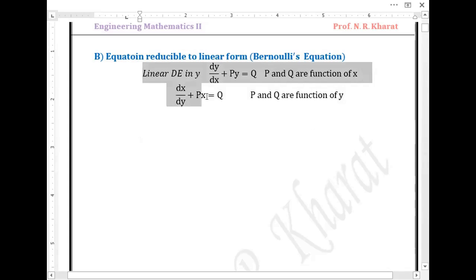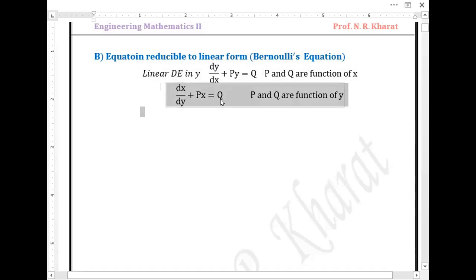So we know that the linear differential equation is one in which the dependent variable and its first order derivative are present with index 1. When the right hand side Q is multiplied with y raised to n, or in the second equation, when the right hand side Q is multiplied with x raised to n, then the formation of this differential equation is said to be the Bernoulli's differential equation.